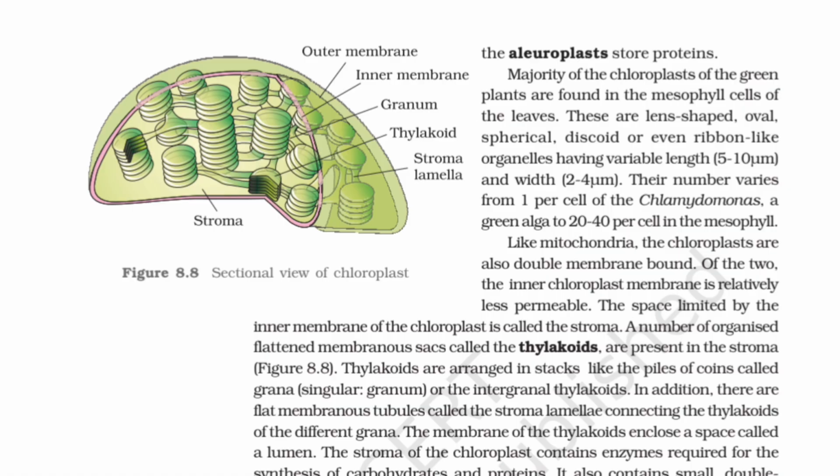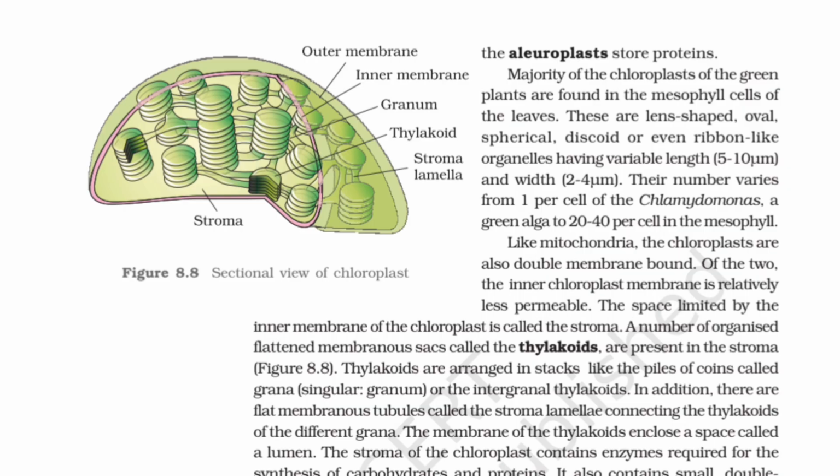These are lens-shaped, oval, spherical, discoid, or even ribbon-like organelles having variable length, 5 to 10 micrometer, and width 2 to 4 micrometer. The number varies from 1 per cell of Chlamydomonas, a green alga, to 20 to 40 per cell in the mesophyll. Like mitochondria, the chloroplasts are also double membrane bound.